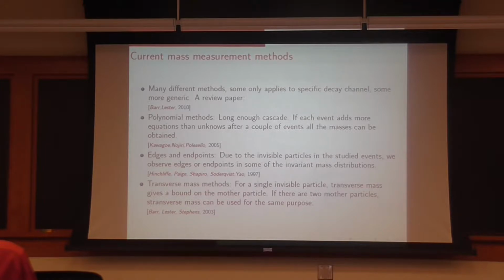And if the cascade is not long enough and there is more than one invisible particle in a symmetric event, you can do something with the transverse mass, or the stransverse mass in this case. You combine two transverse masses and you scan over the unknown two-dimensional missing PT for one of the particles, and from that you can put bounds on the other particle.